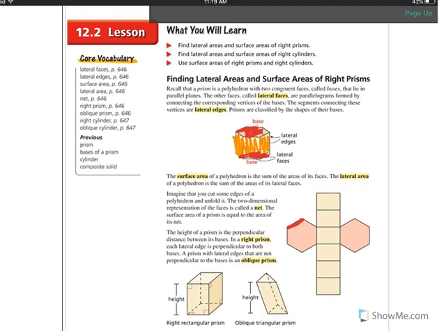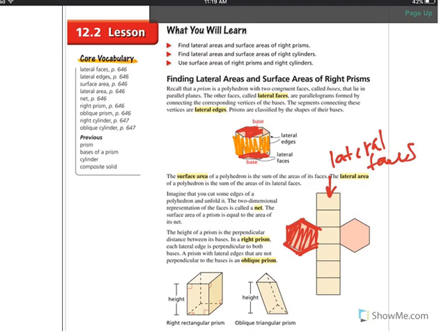So if you take a look at this net, which is a 2D representation of your three-dimensional figure, you see how we name it by the hexagon? Well, the hexagon happens to be your base. And if you take a look at these rectangles, that's actually the lateral faces.